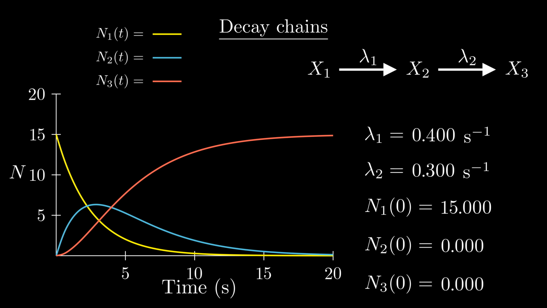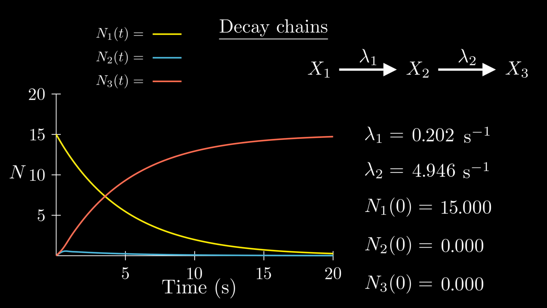decays into x3. Something interesting happens if x2 is much more unstable than x1, which is to say lambda 2 is much larger than lambda 1. Here, we basically have a situation where the instant an atom of x1 decays into x2, that x2 atom decays into x3. This means that we never really build up an appreciable population of x2 in the system. It decays away too quickly.